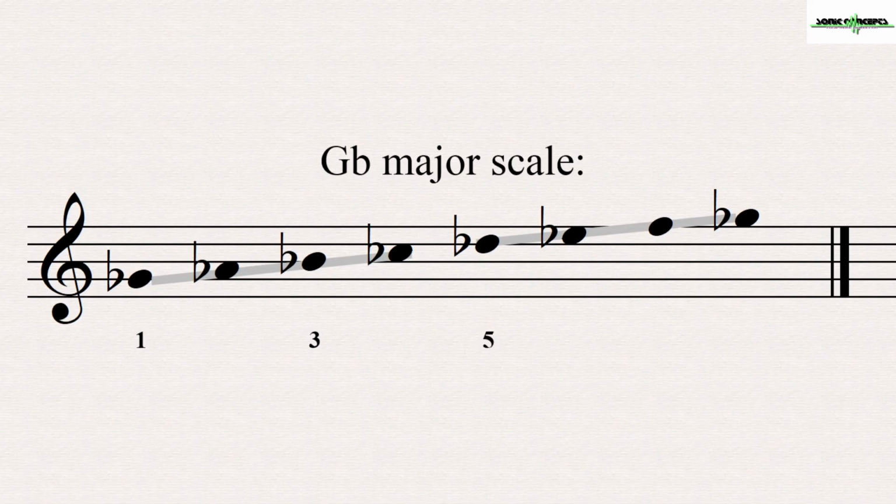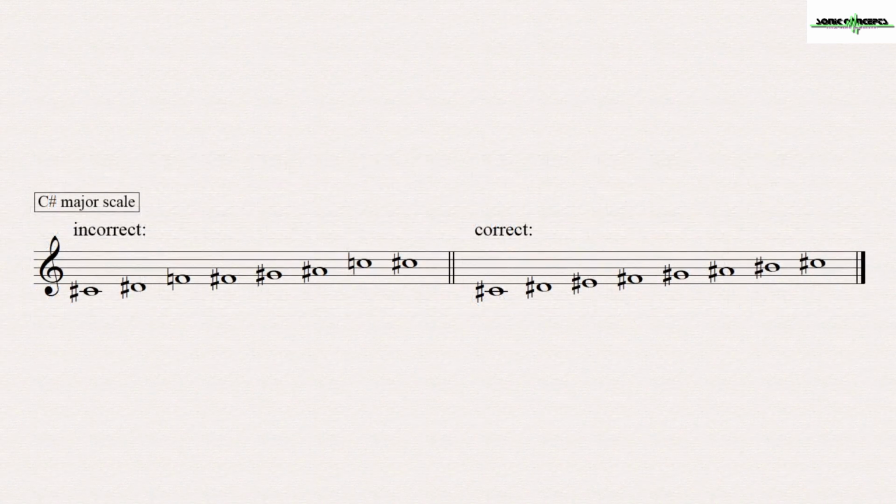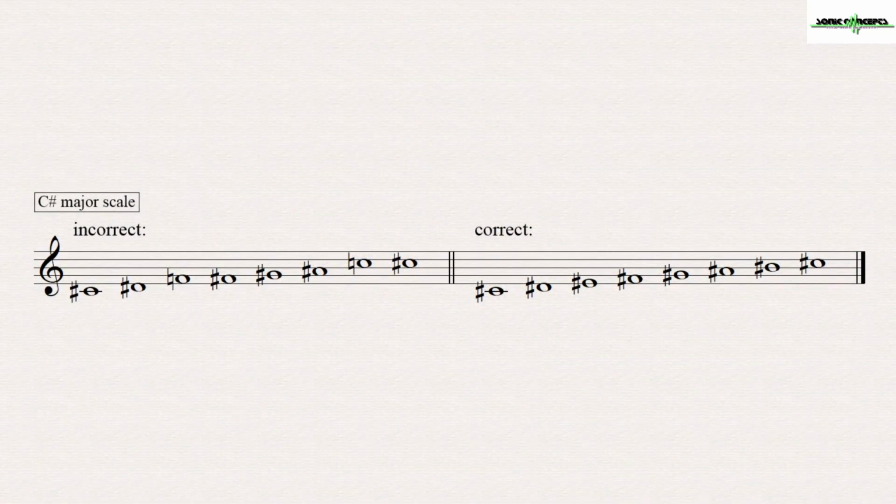The same is true of scales and key signatures. Take a look at this example. The correctly written C-sharp major scale on the right will be identified quicker by the sight-reading musician, while the incorrectly written C-sharp major scale on the left might cause a sight-reading musician to pause for a second to figure it out. There are other reasons for writing scales correctly, however.